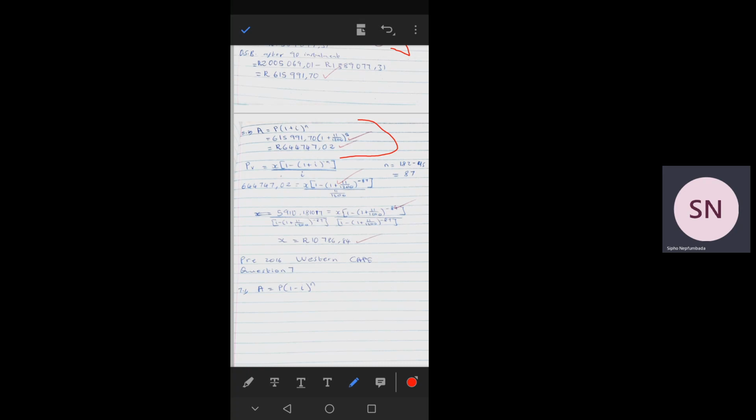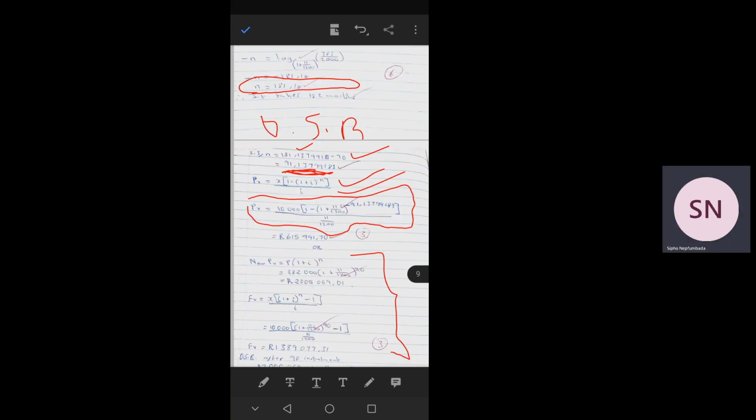So this is C. Now is our outstanding balance. Here I want to calculate the outstanding balance.